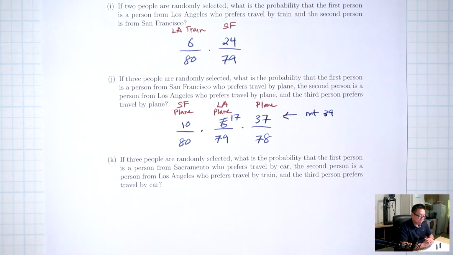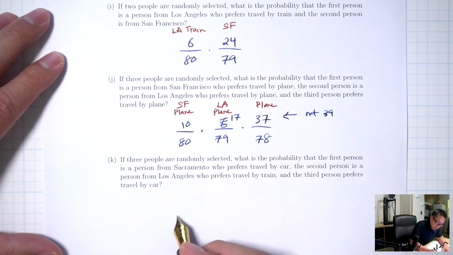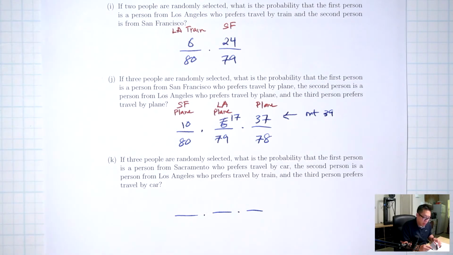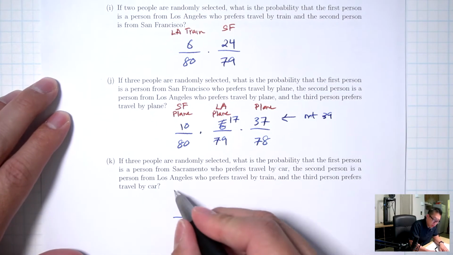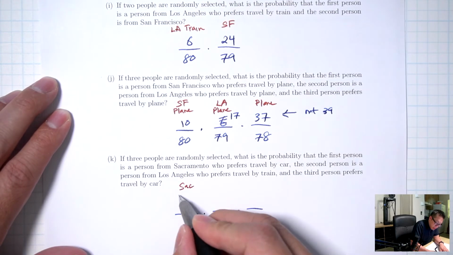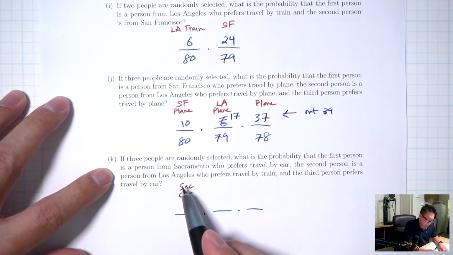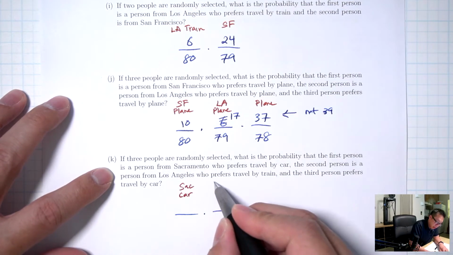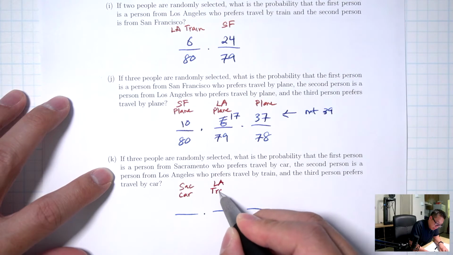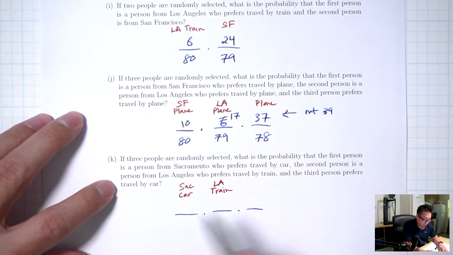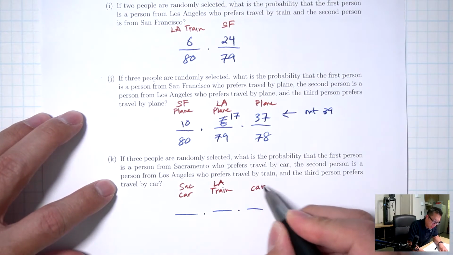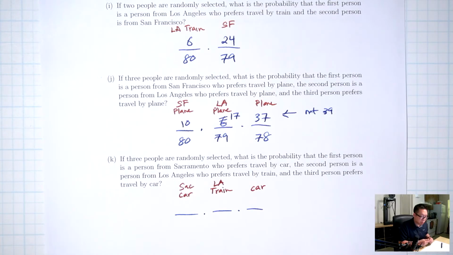Part K. If 3 people are randomly selected, so I know it's going to be 3 fractions, what is the probability that the first person is a person from Sacramento who prefers travel by car? So first person is Sacramento car. Second person is a person from LA who prefers travel by train. So LA train. Third person prefers travel by car. So car with no specific city.